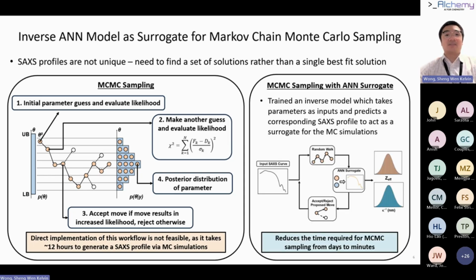an inverse model, which goes from parameters to curves. And we use this model to act as a surrogate for the Monte Carlo simulations within the Markov Chain Monte Carlo sampling framework. And the inclusion of this neural network surrogate reduces the amount of time required to carry out the sampling from days or years to minutes.